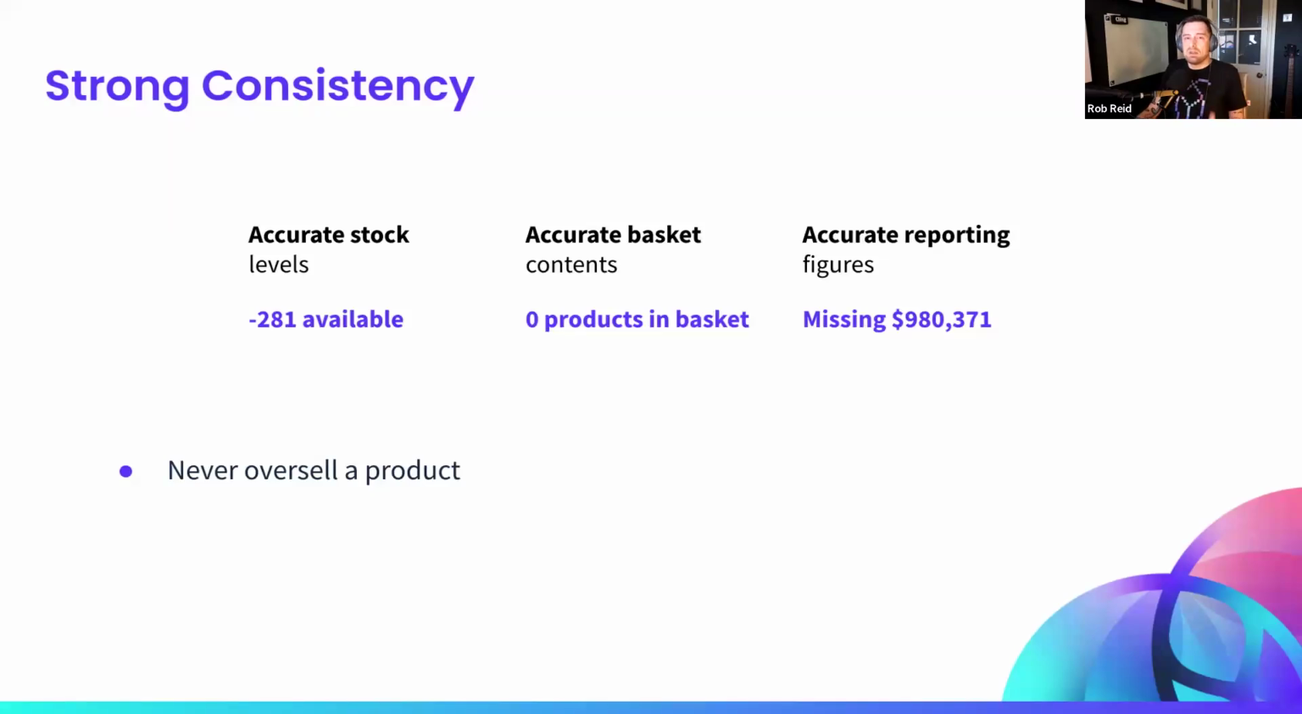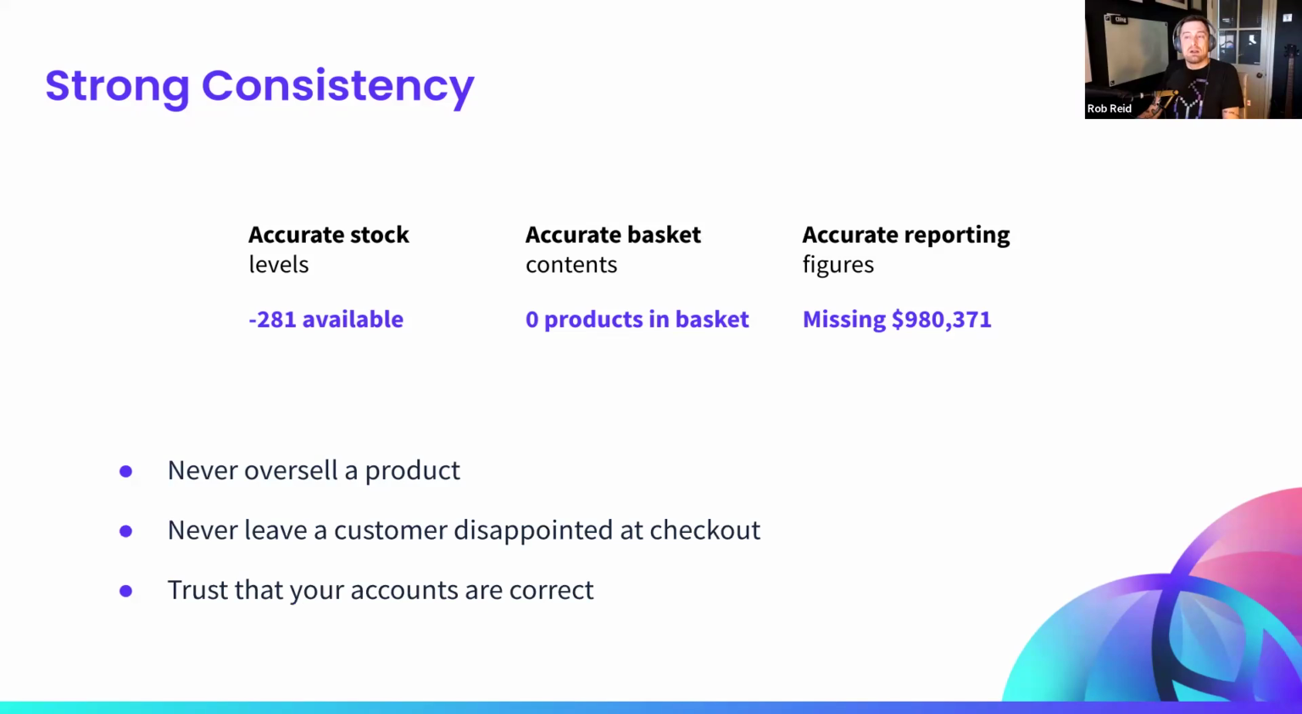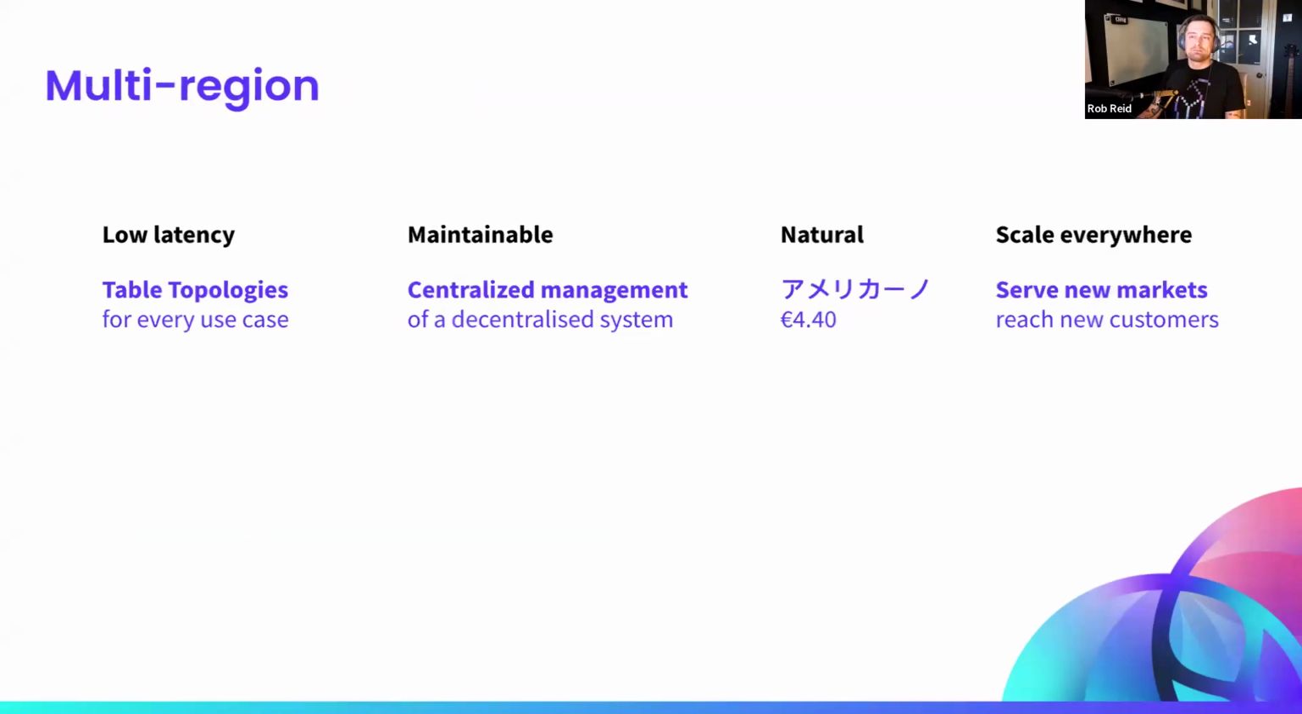CockroachDB can guarantee that you never oversell a product because of its strong consistency and serializable isolation guarantees. That will ensure that you never leave customers disappointed at checkout, and it gives you trust that your accounts are always going to be correct.